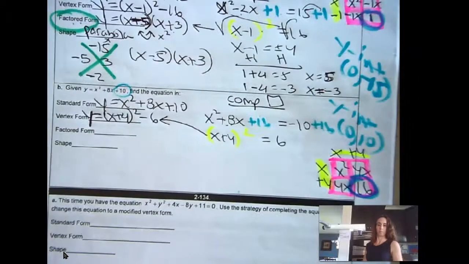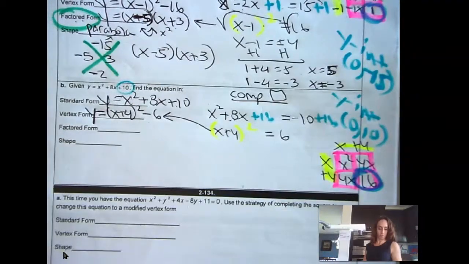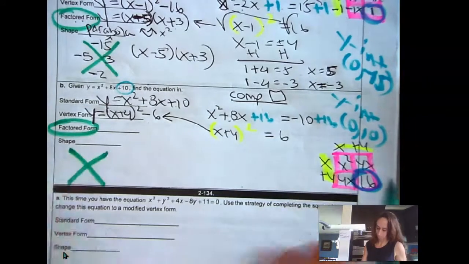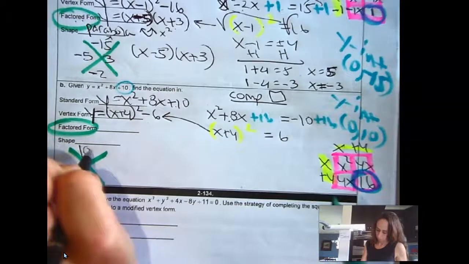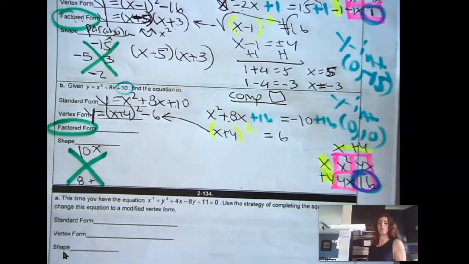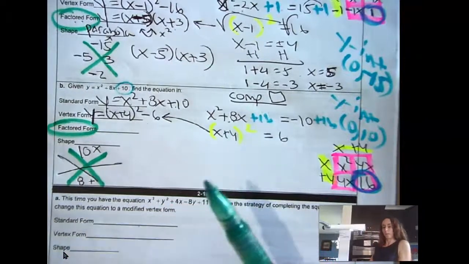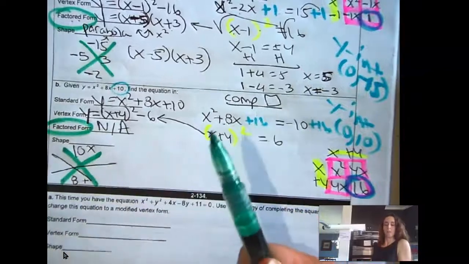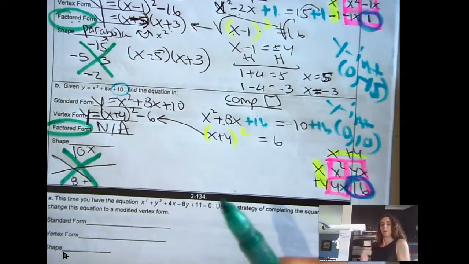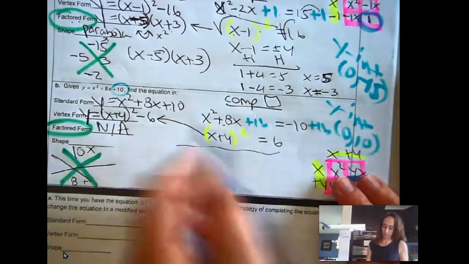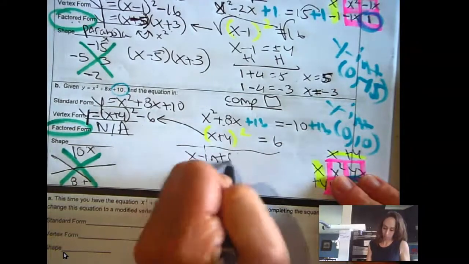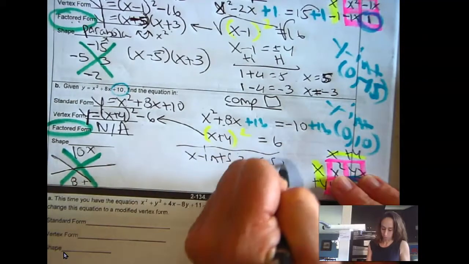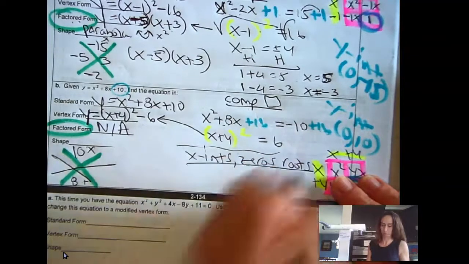Now, factored form. If I was going to do it in factored form, I would have to factor it. So I'm going to go like this, and I'm going to magic exit. What's the problem with this? The problem is there are no numbers that multiply to 10 and add to 8, so I cannot put it in factored form. Now, what if I asked you to find the x-intercepts, or the zeros, or the roots? I could do that.